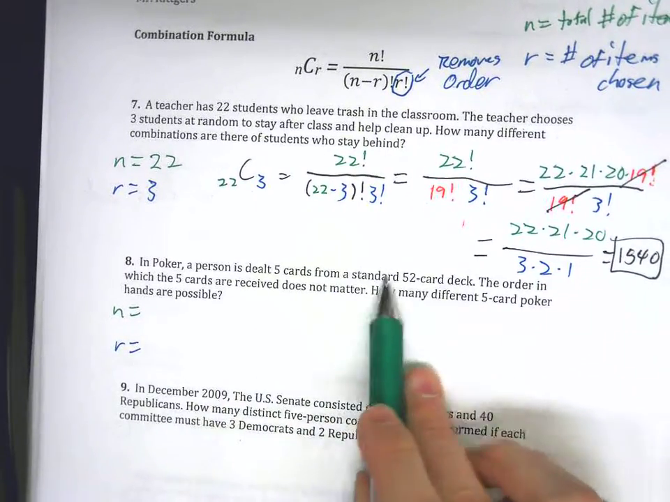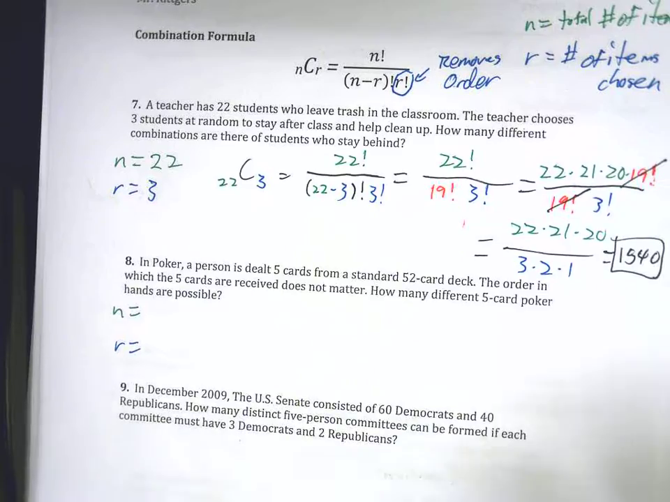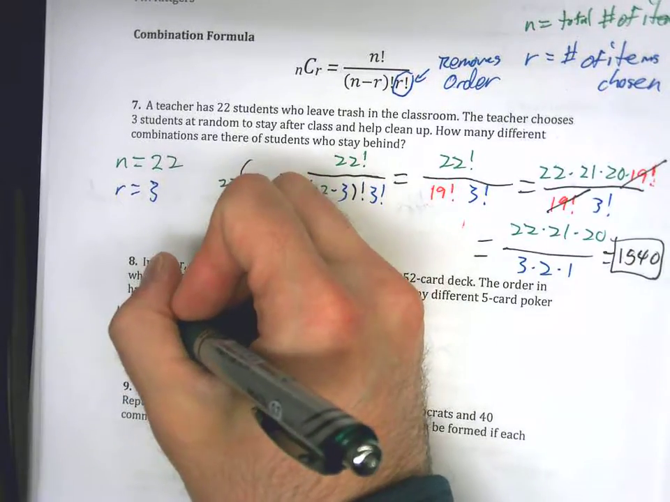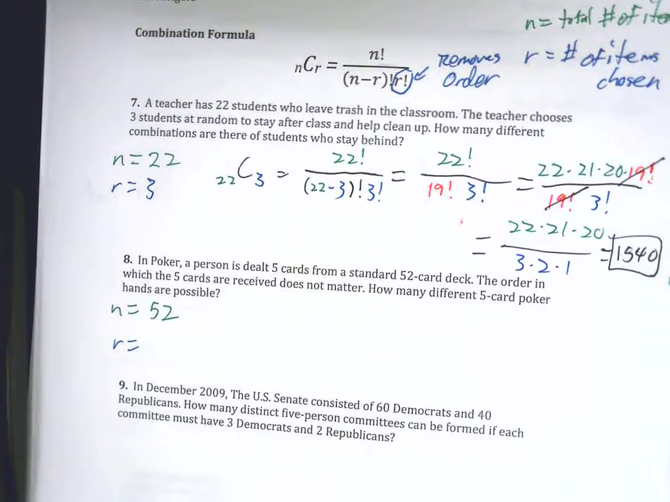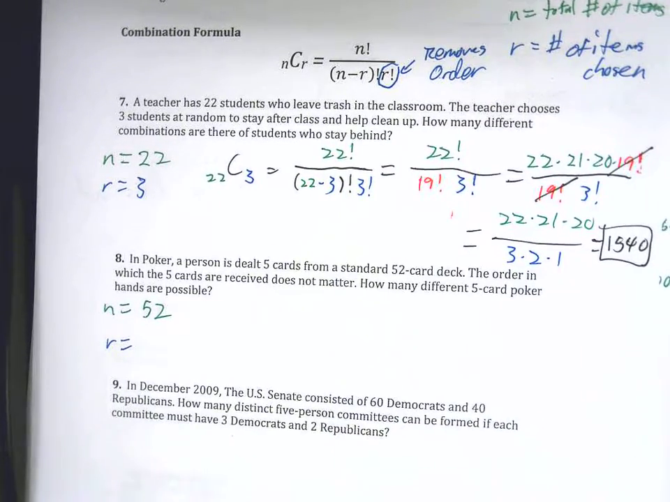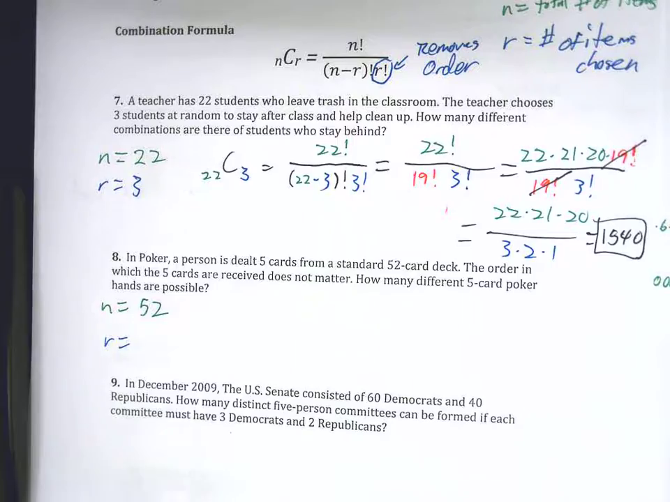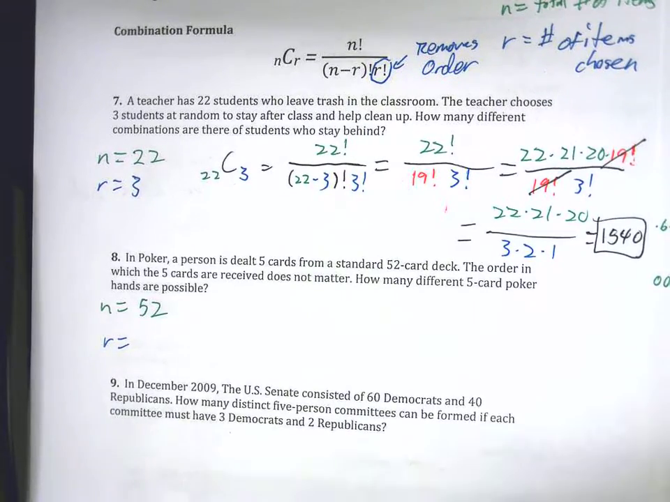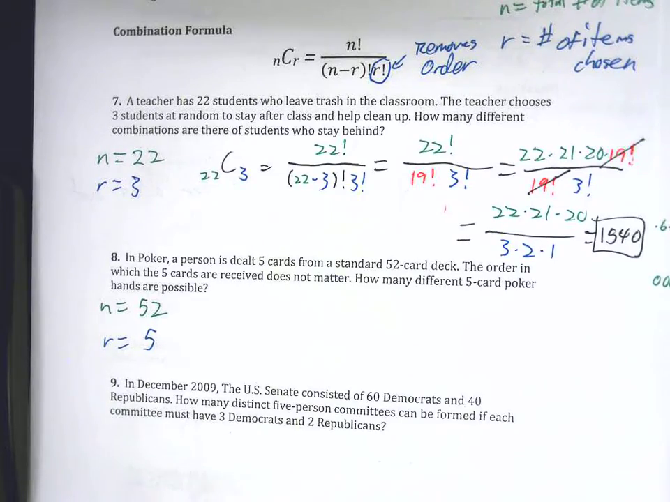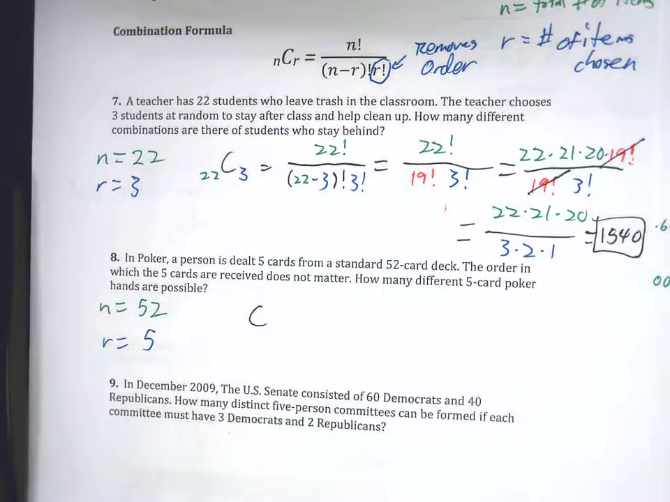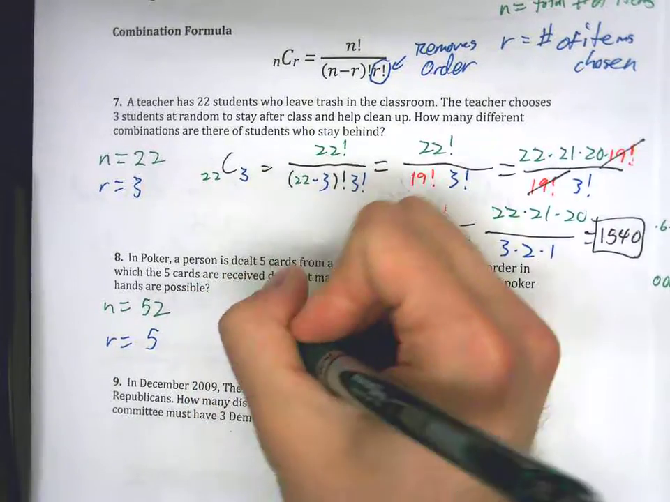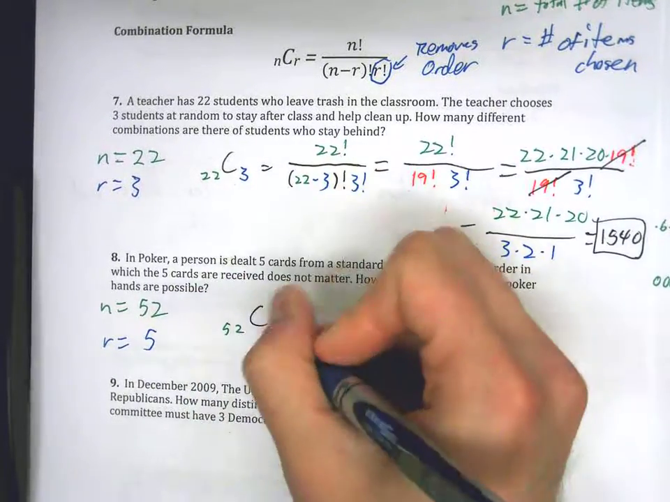In this case, we're picking from a 52-card deck. They're saying a standard 52. You can actually have decks of a different size than 52, but that only works for certain games. We're just looking at the standard 52 cards, and then we're picking 5 cards from that deck. So N would be 52, R is going to be 5. So writing this out, our NCR is going to be 52C5.